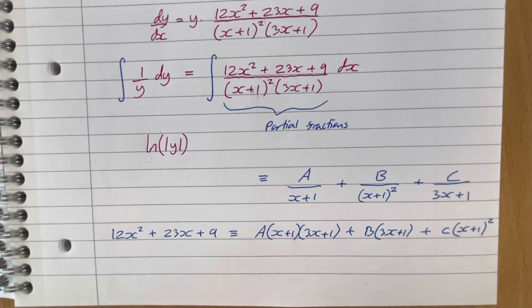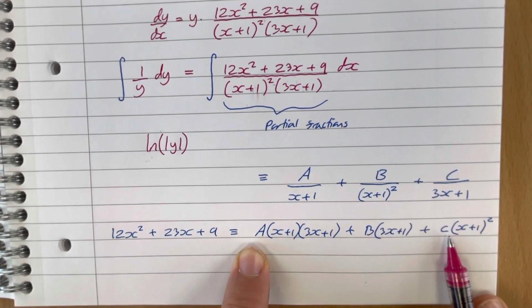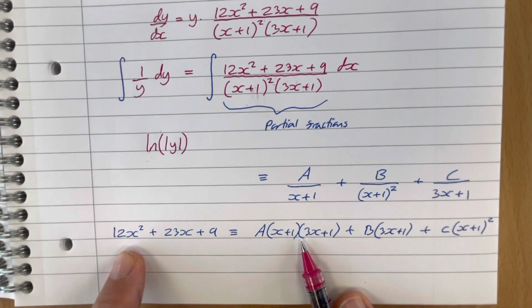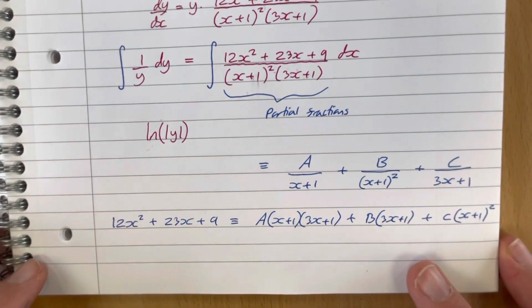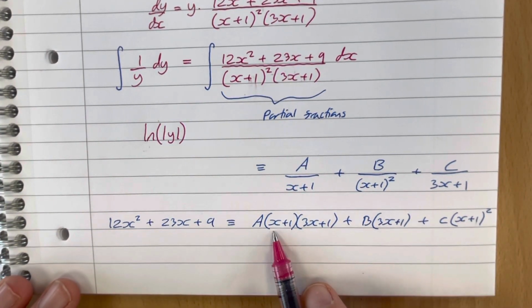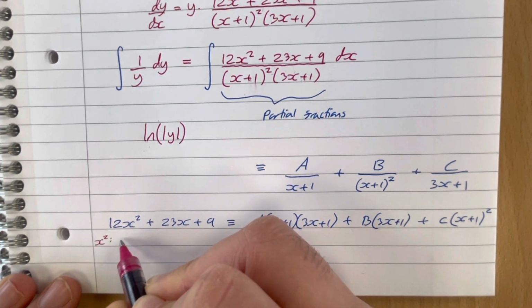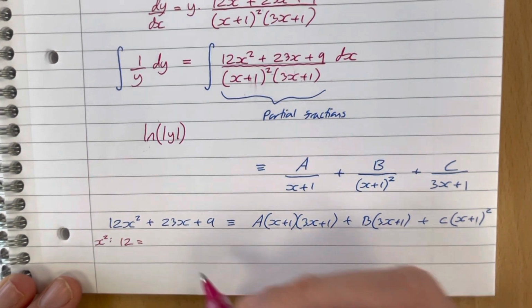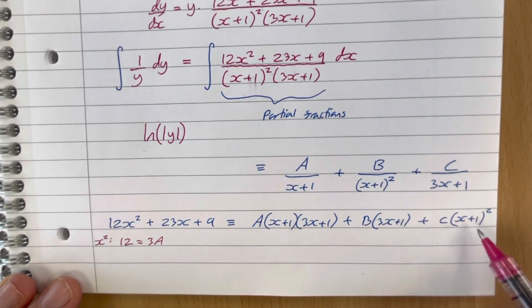Now from here we need to find our values of A, B and C. You can either sub in some different values for x into this identity, or we can equate the coefficients. If you've seen any of my previous videos, you know I prefer to equate the coefficients. So equating the coefficients of x squared, on the left-hand side we've got 12. On the right-hand side, we're going to get 3A, nothing from the B term, there's no quadratic term there, plus C.